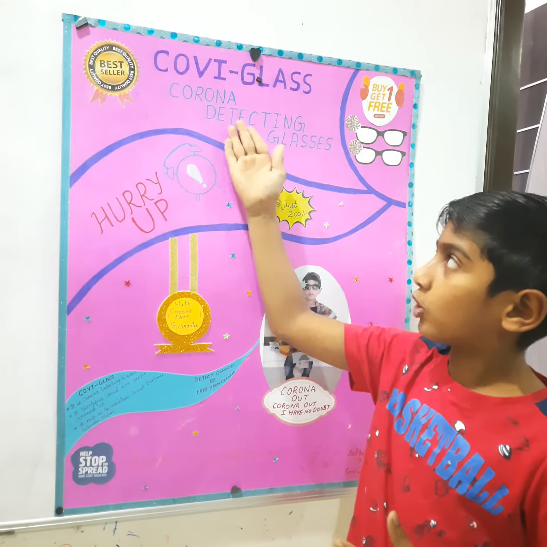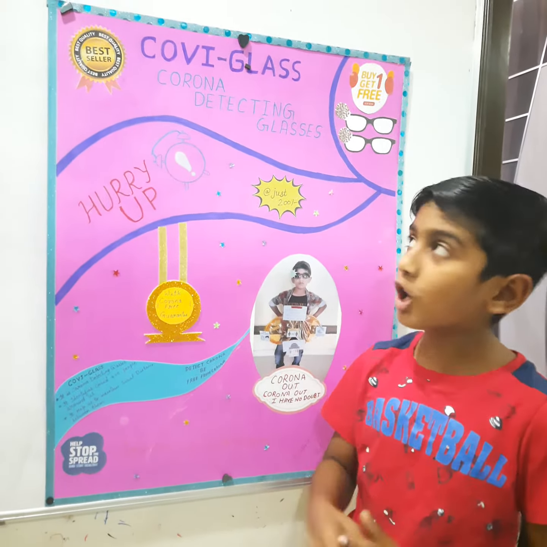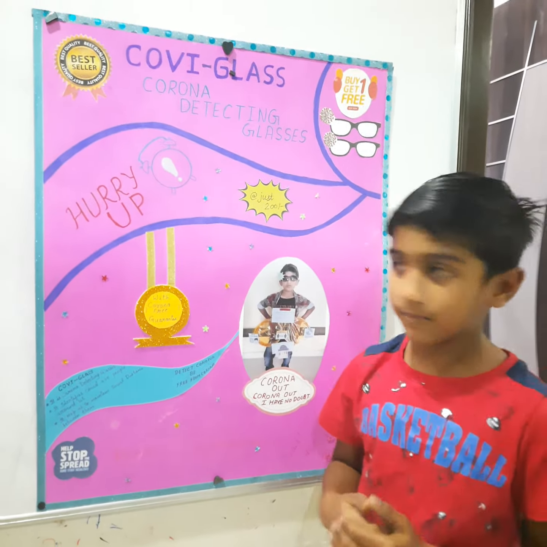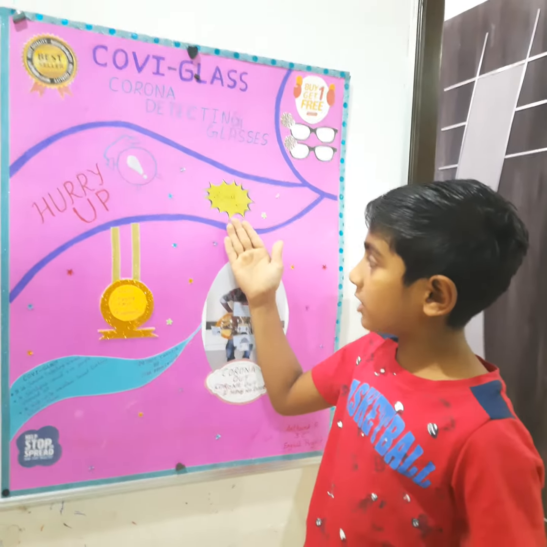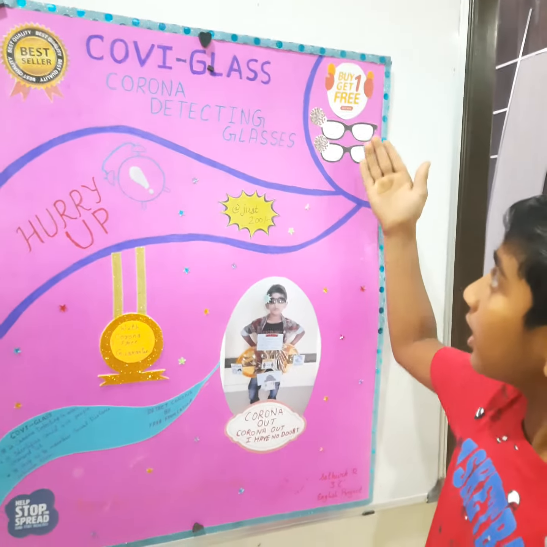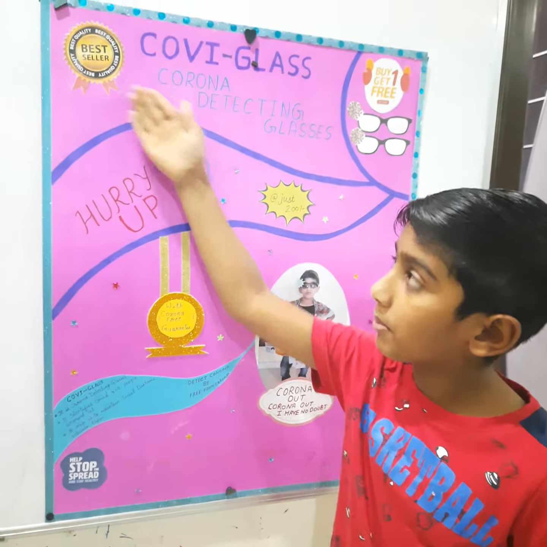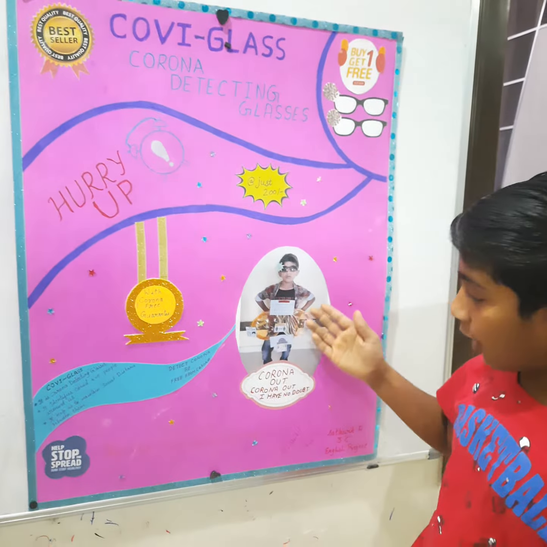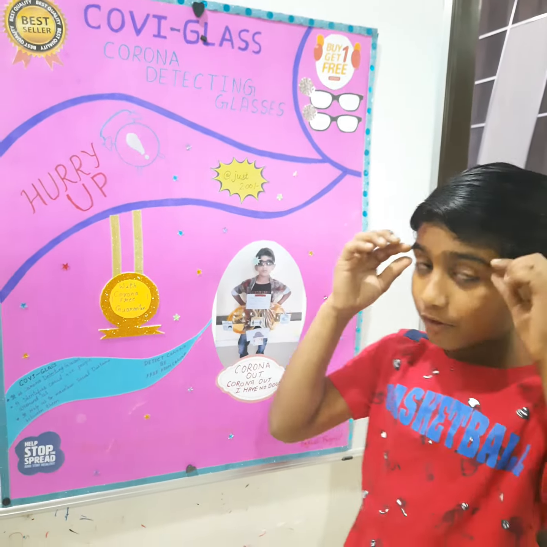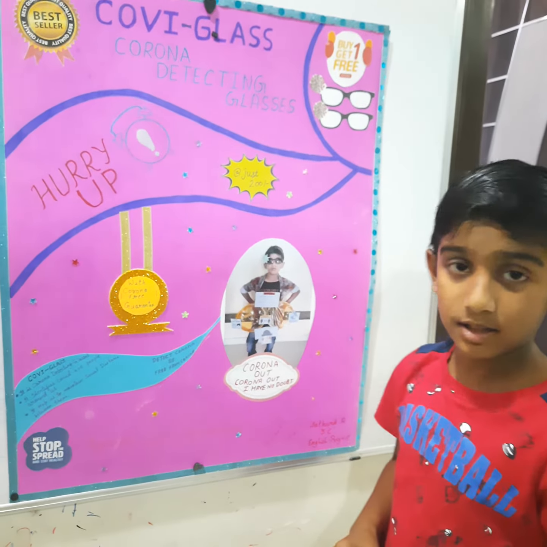For example, corona detecting glasses. In short, I have here COVID glasses. Even I have pasted the amount. Even I have stuck a buy one get one free offer. Even a bestseller. And I have pasted my photo with the corona detecting glasses.